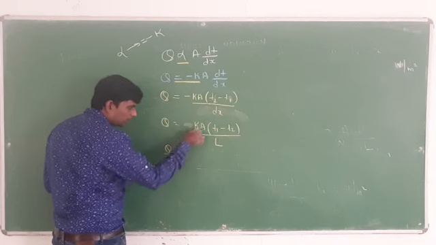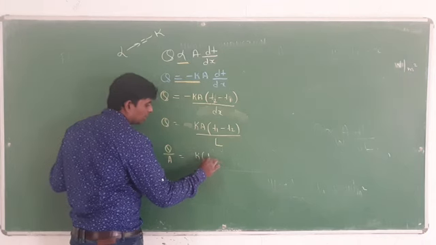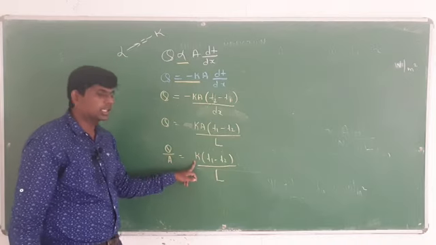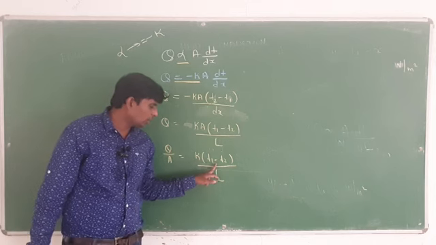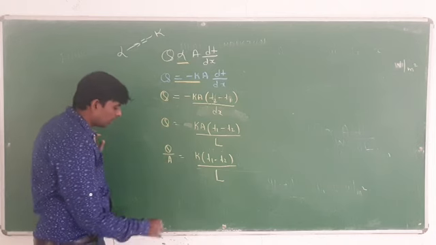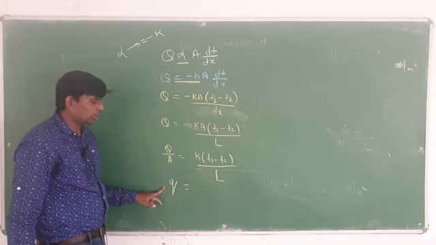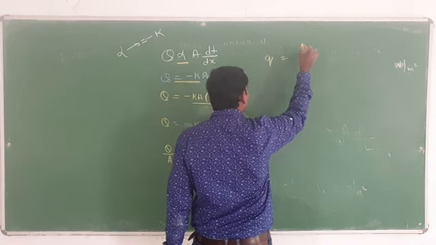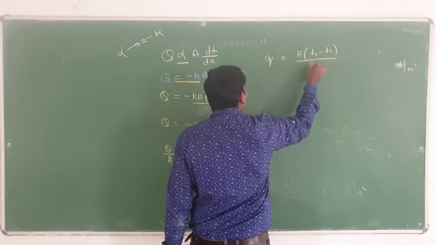So, Q by A is equal to K, as it is, T1 minus T2 by L. What did I do here? Just shifted A to this side. Q by A can be written as small q, the rate of heat transfer. Small q is equal to K, T1 minus T2 by L, as it is.